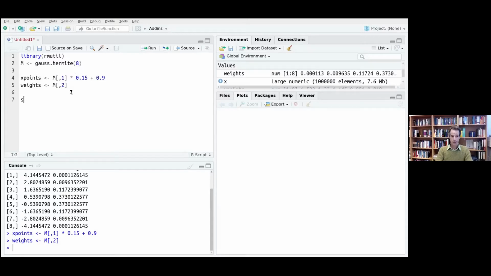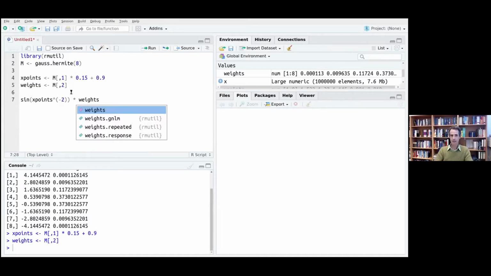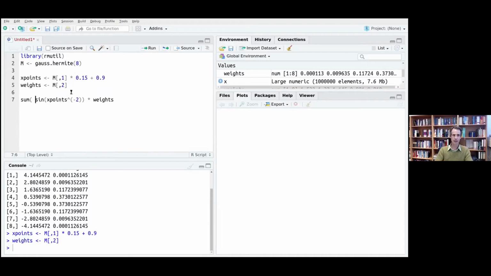Now we actually use these points to evaluate the function. We compute the sine at these points to the power of -2, multiply that with the weights, and sum that up.